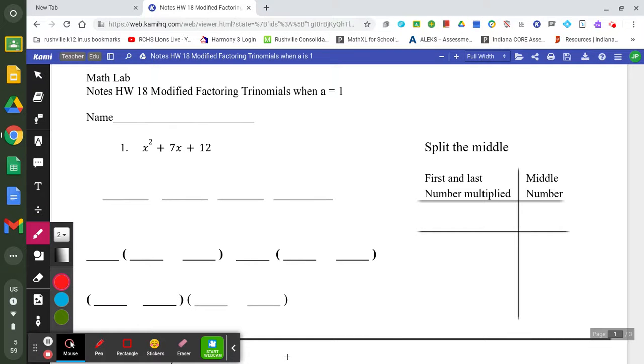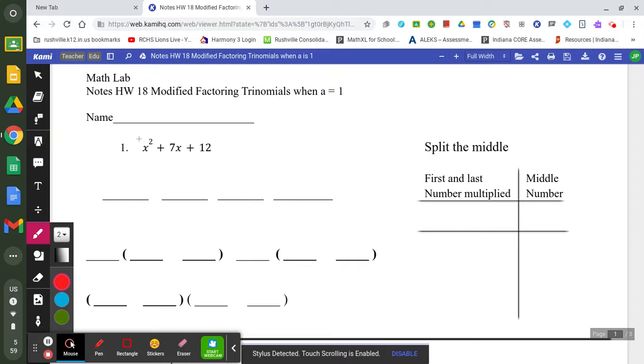So this video is covering homework 18, which is factoring trinomials when A is equal to 1. So we have a trinomial. There's one term, two terms, three terms. And so what we're going to do is use a strategy called split the middle. And so we're going to find the first and last number and multiply them together.